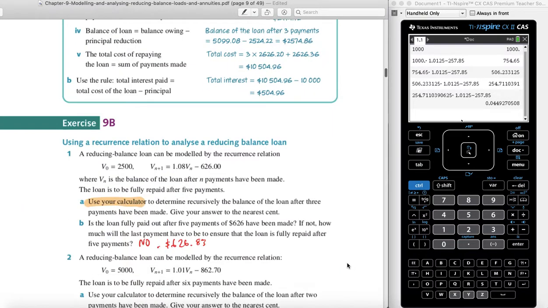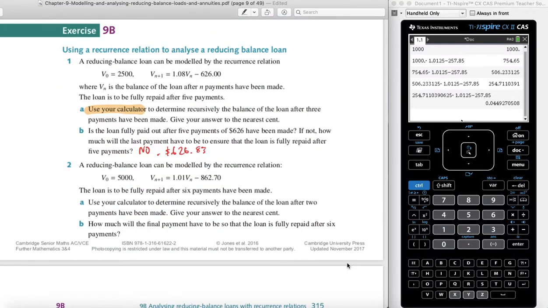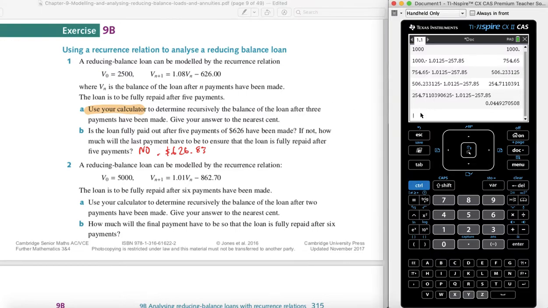Let's go into some questions here. So, using our recurrence relation to analyse a reducing balance loan. So what we've got here is a $2,500 loan, 1.08, so that's probably saying it's 8% per year, because it's not telling us per month or anything, so it's just per year. And they're going to make $626 payments. The loan is to be fully repaid after 5 payments. Use your calculator to determine recursively the balance of the loan after 3 payments have been made. So let's do it again.